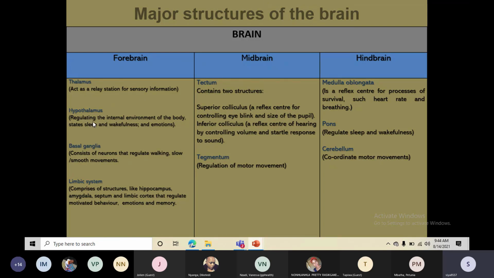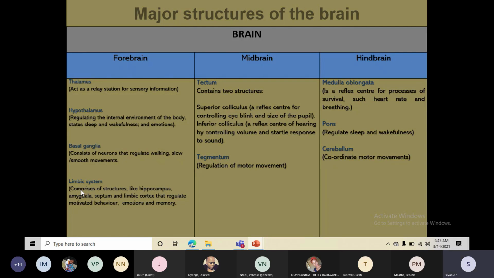Hypothalamus regulates the internal movement of the body. So that is the key. The internal movement of the body, not the external. So you can highlight here the internal movement of your body: sleep, wakefulness, and emotions. So those are the parts of the movement of the body. Basal ganglia consists of neurons that regulate walking, whether walking slow or fast. It's due to basal ganglia.